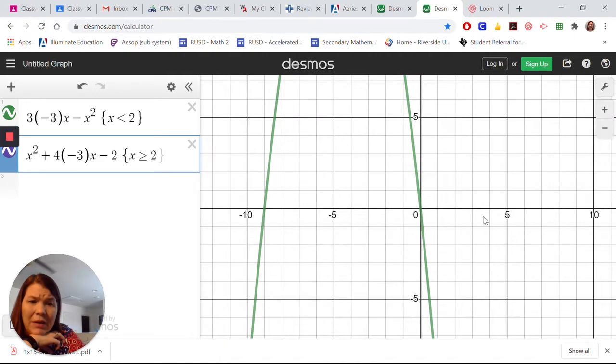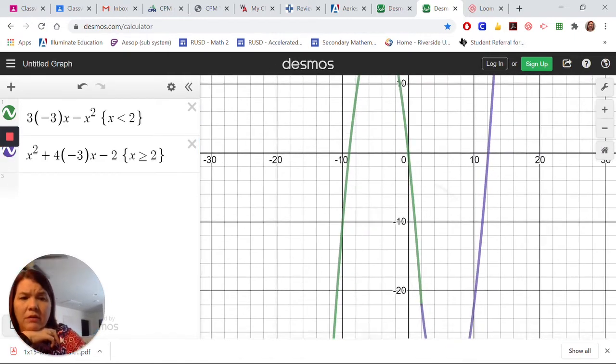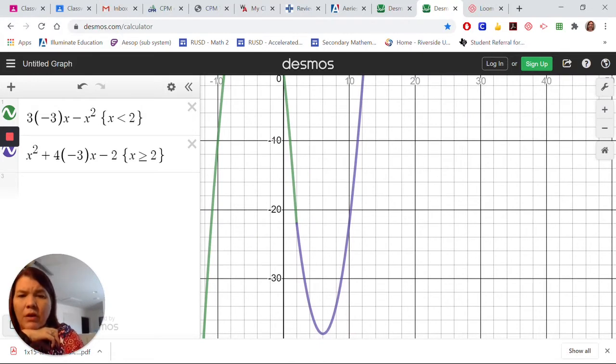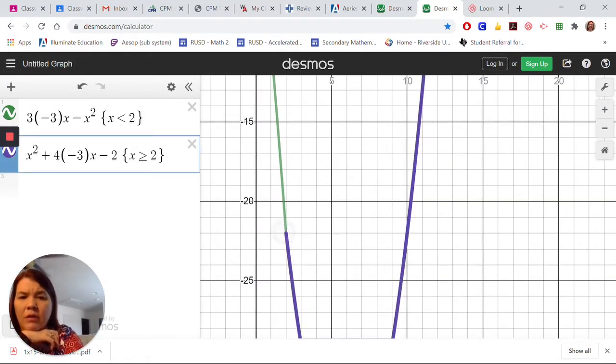Now you can't really see what's happening. So I zoomed out, and see how we kind of have the one taking over for the other down here where they're equal to negative 22. So I've removed any jumping. That's all that's happened here. And that's it. That's all there is to it.